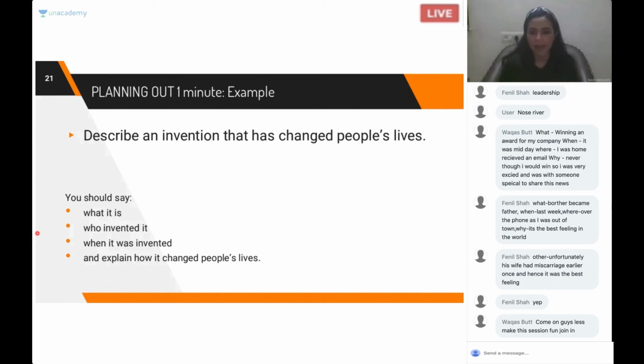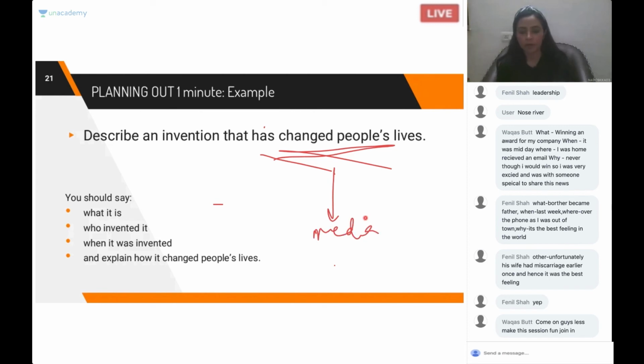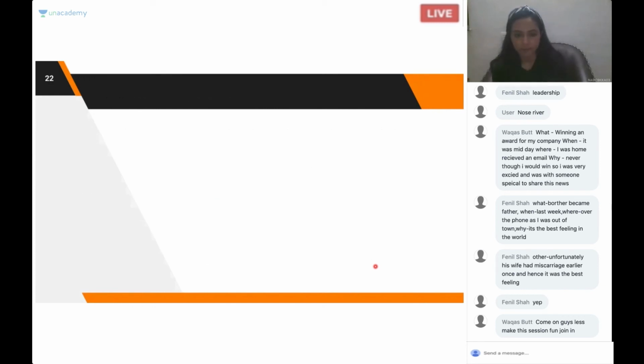The question says, describe an invention that has changed people's life. This is again a very common possible question that you can see related to media, in terms of social media or technological advancement. Those kinds of topics are quite common. Or you can talk about any smaller inventions as well. You can talk about your mobile phones, you can talk about laptops, the fact that you can do things online, so many things.